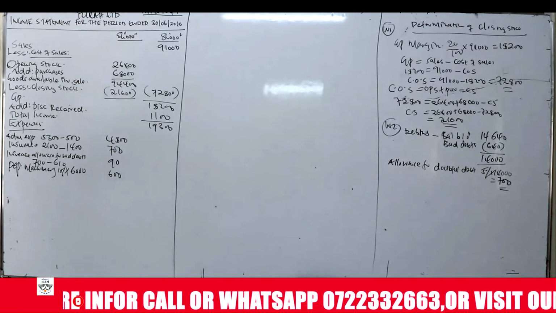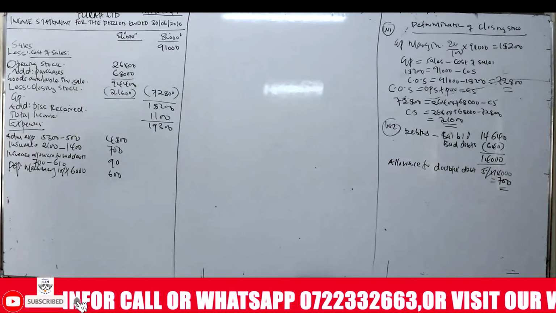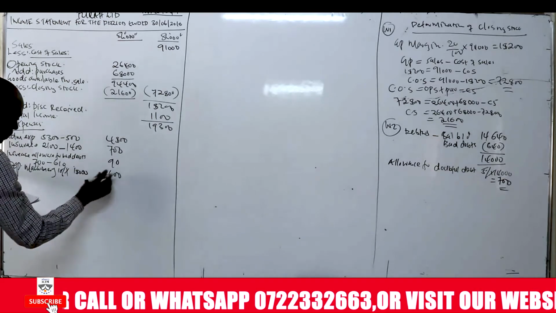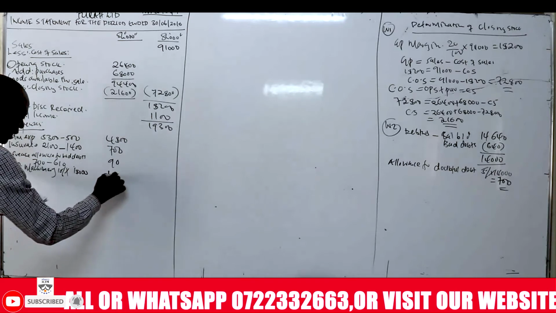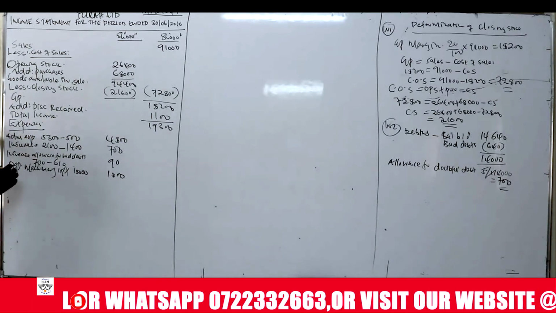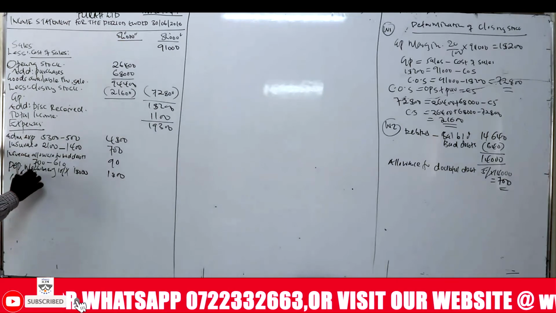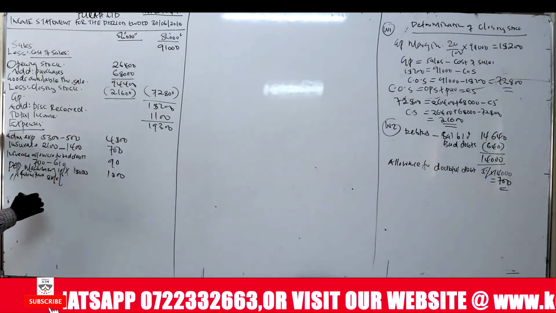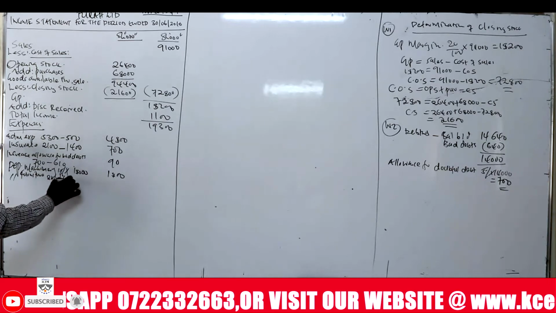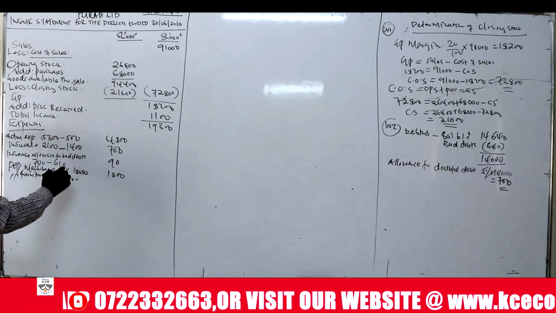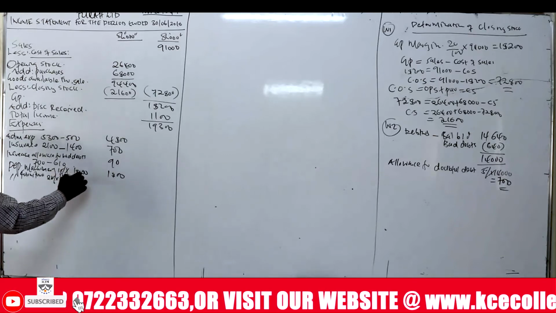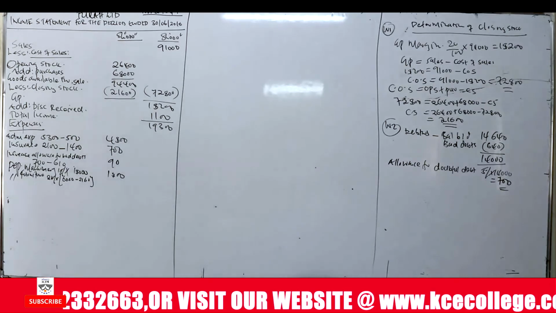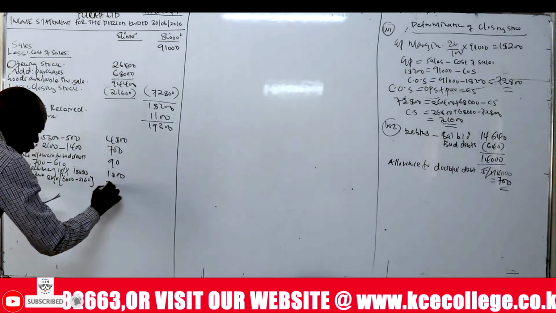Tumeelewana? Machinery 18,000. Oh, machinery 18,000. So 10% of 18,000, how much is it? 1,800. And then we have depreciation for furniture. 20% reducing. So 20% in bracket, the cost is how much? 6,000 minus accumulated 2160. 768. So this one is going to be 768.